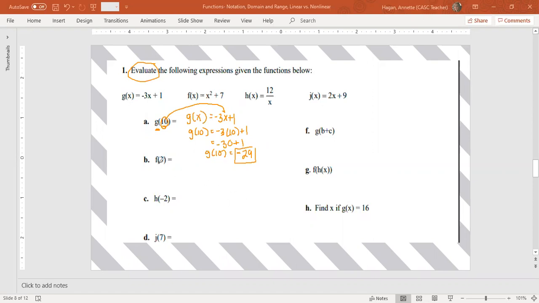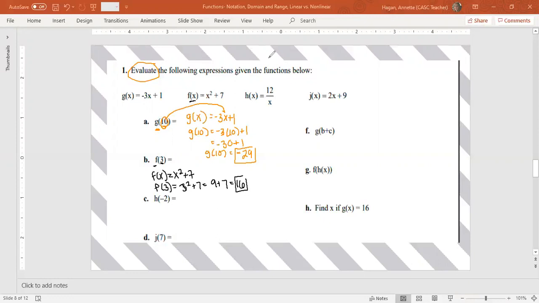All right. So letter B says f of 3. What that means is we're using function f. So I'm using f of x equals x squared plus 7. And f of 3 means we're going to plug 3 in for x. So we're going to evaluate this function when we put in 3. So I do 3 squared plus 7, which is 9 plus 7, which is 16. So 16 is my answer.